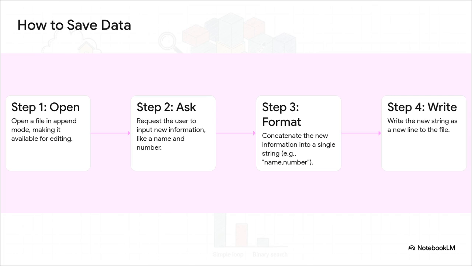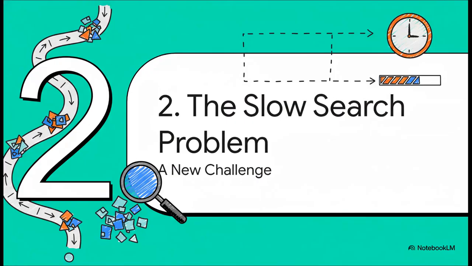The computer opens the file, it grabs the new info, say a name and a phone number, it formats it with the commas, writes that new line to the bottom of the file, and then closes it. Simple. Problem solved. Our data doesn't vanish anymore. But you know how it is. We solve one problem, and we immediately create a new one.